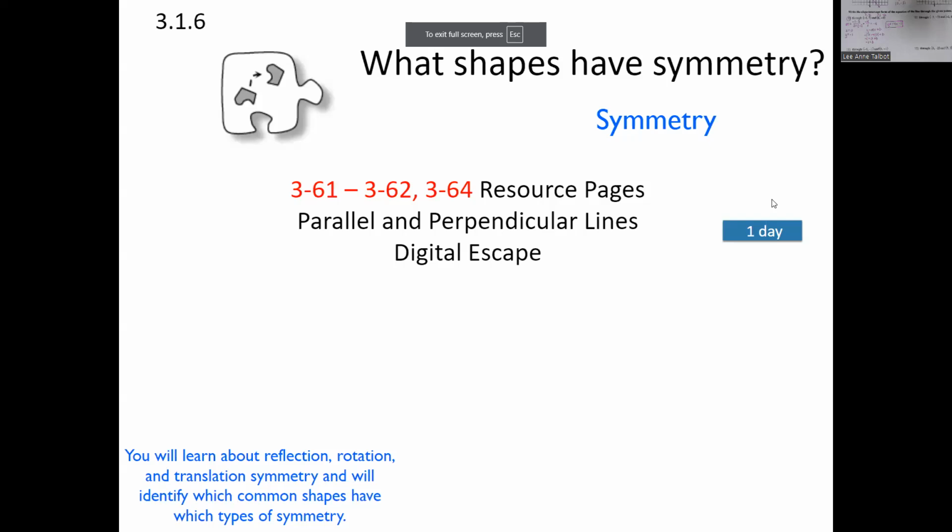Okay, here is our agenda. 61, 62, and 64 are all in the packet. So if you could find those problems, 61 is the shapes problem, like shapes page. So find the shapes page. 62 and 64 are on the back side of the shape page. And then we're going to work on the digital escape. As I said, it's spicy. And you're going to want graph paper for it. I put graph paper on your tables so we can do that off to the side.